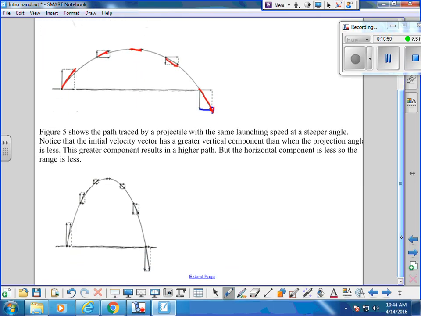Figure 5 shows the path traced by a projectile with the same launch speed at a steeper angle. If you fire it at a steeper angle, guess what? It's going to go higher, right? Still a parabola, though. That's right, Nate.